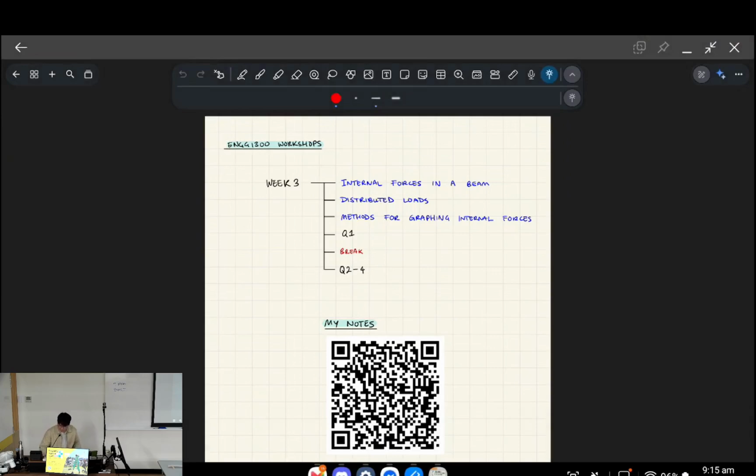All right. So, okay, the workshop. Today, we're going to be talking about internal forces in a beam. I'll describe to you what distributed loads are and what they do. And then I'll tell you the methods that we use to graph the internal forces as they vary along a beam. And I've got 4 questions for you.